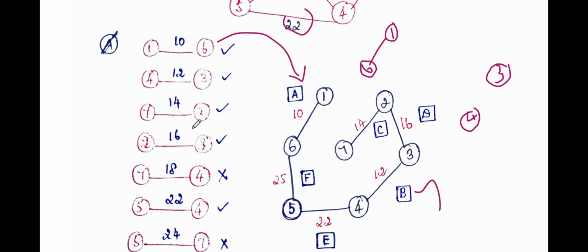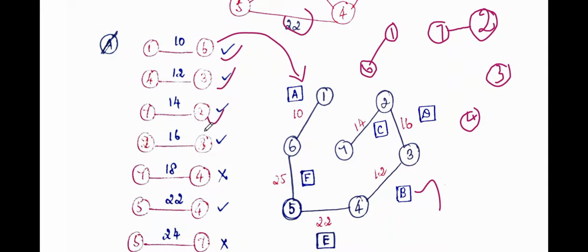Then next minimum is 7 to 2. Then add 7 to 2 in the MST. So independently connect all those things. Then connect 7 to 2. Okay. Then which one is minimum? So these are all added in the MST, right?